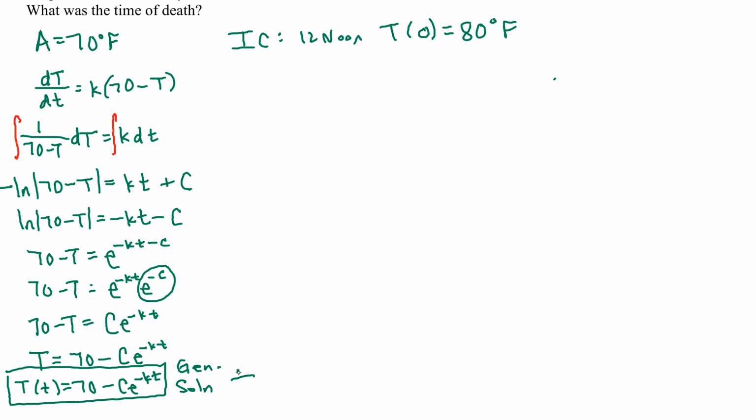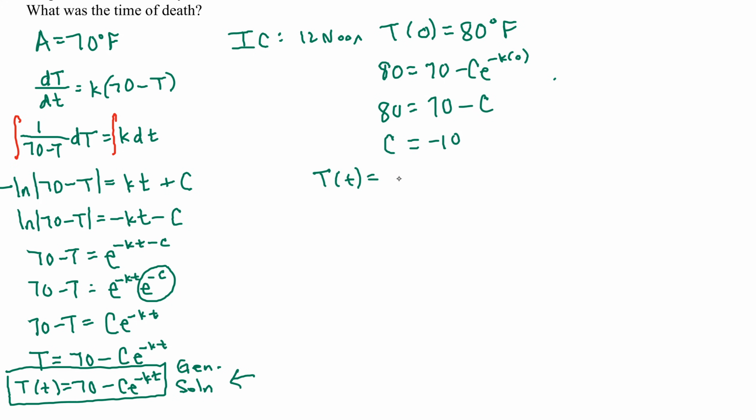So using our general solution, I'm going to plug 80 in for capital T of t, and I'm going to replace little t with 0. We know that e to the 0th power is equal to 1. So we can solve for C here. Looks like C is -10. So I'm going to go back to my general solution and update it. I'm going to replace the C with -10.